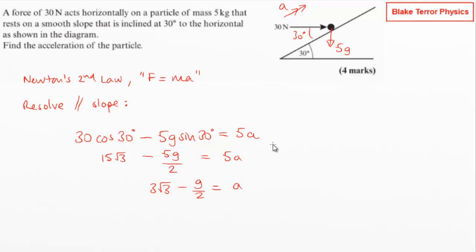I'll put in g is 9.81, I think, for this. So 3 multiplied by the square root of 3. And then we're taking off 9.81 divided by 2, which is giving us 0.29, so 0.3, give or take, 0.3 meters per second squared. So it is moving up the slope. But yeah, same process again.